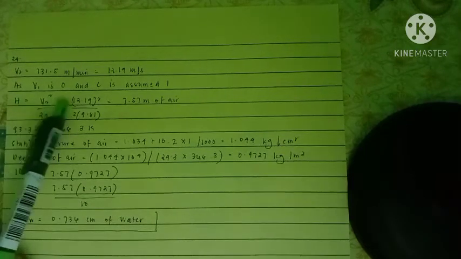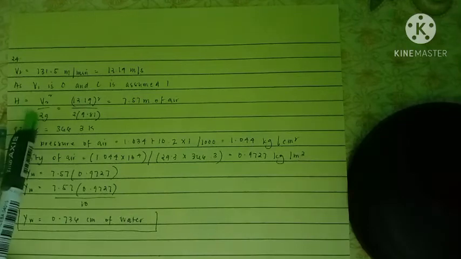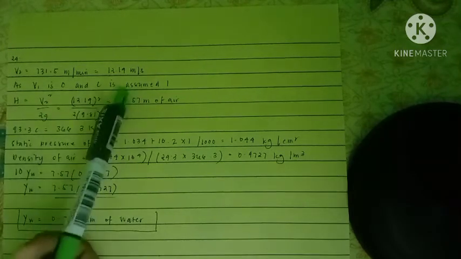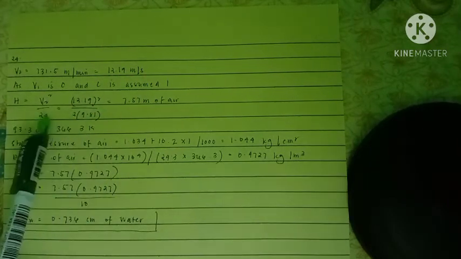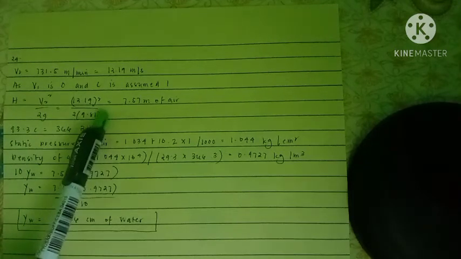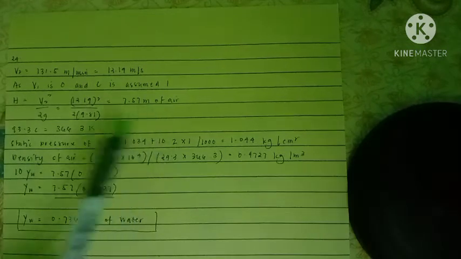As V sub 1 is 0 and C is assumed 1, therefore H is equal to V sub 2 squared divided by 2G. So our V sub 2, which is 12.19 meters per second, we just have to square it and divide by 2G. Our G is 9.81. So therefore, our H is equal to 7.57 meters of air.